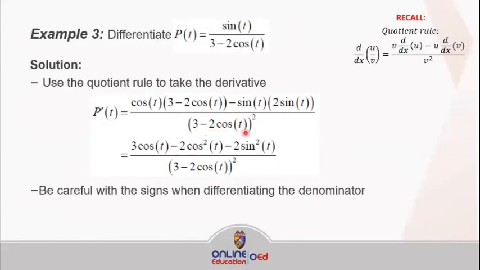So, we have here the 2 sin t over ng v squared natin, which is we have the 3 minus 2 cosine t squared. And isi-simplify lang natin yung problem, itong solution natin na to, we have yung 3 cosine t minus 2 cosine squared t minus 2 sine squared t. So, ito is inad lang siya, and itong cosine t na to is minultiply lang siya sa 3 and sa negative 2 cosine t, all over the denominator of 3 minus 2 cosine t squared.